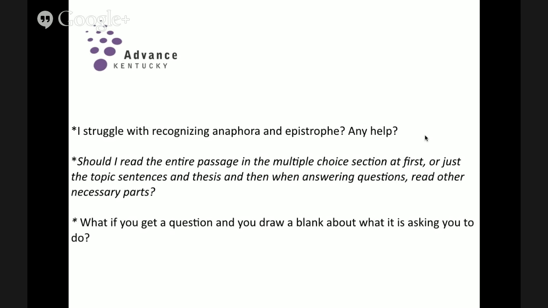I would actually recommend, instead of just reading topic sentence and thesis statements and then trying to muddle your way through the questions and then read more as you go, I think you'll do better if you read the whole passage and annotate as you go.